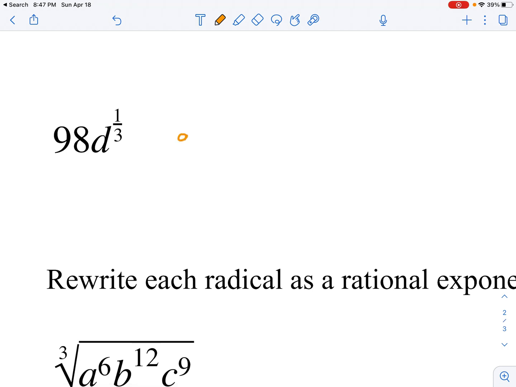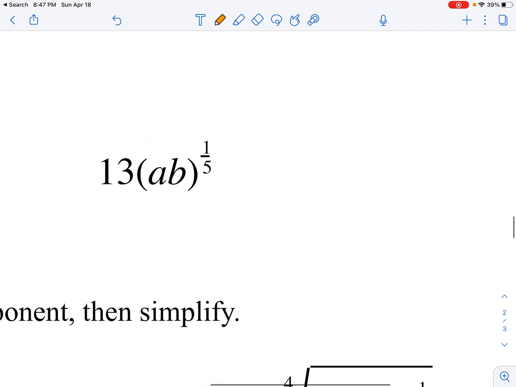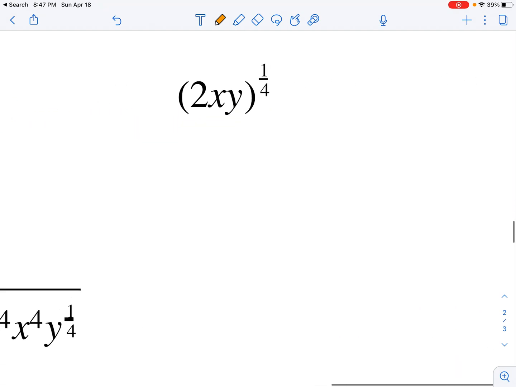For this one, 98 will be out front. It's not being affected by the 1/3 exponent. D will go there. 3 will be my index, and we are done. 13, A and B both go inside. 5 is your index, and 1 will be your exponents, which you don't have to write. Inside of this, we will have the 2x and y all being affected by this index of 4.